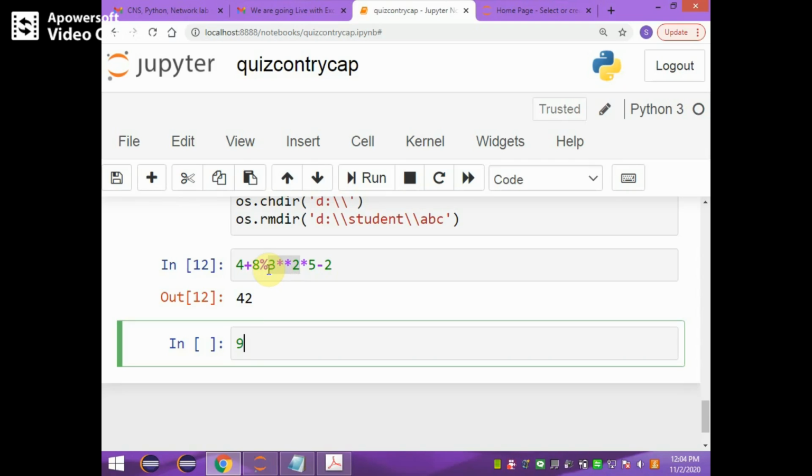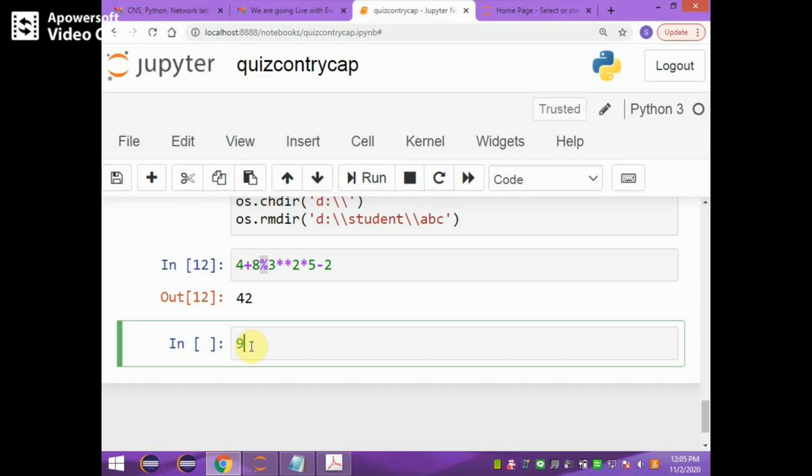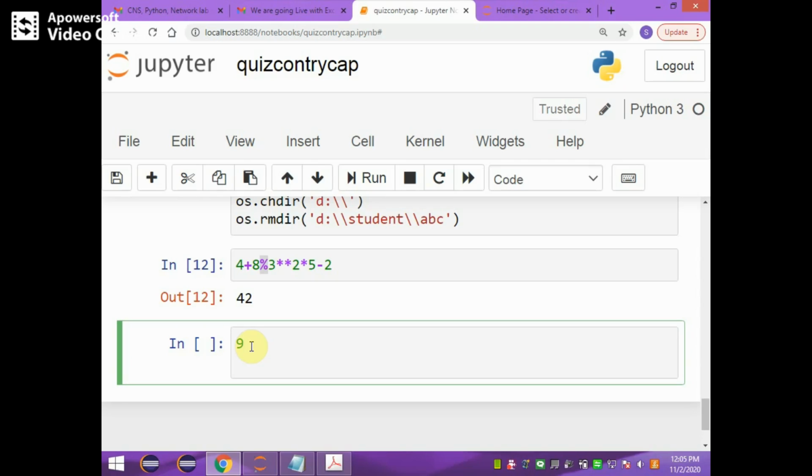Afterwards, you know that after the exponent operator, the next precedence is taken by the modulus operator. Therefore, in the next step 8 % 9 will take place. You know that for 8 % 9, the result of the modulus operation becomes 8. Okay, the remainder is 8.